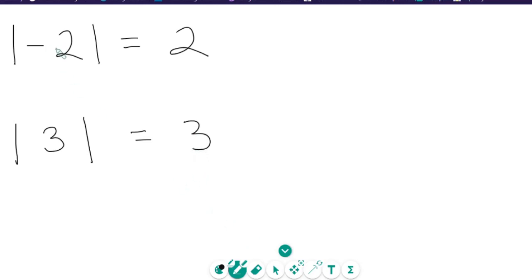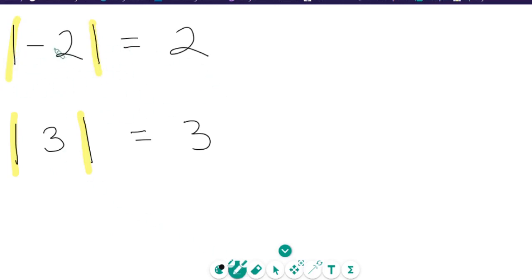So we have the absolute value of negative 2 equals 2, and the absolute value of 3 equals 3. What do you notice about these? I notice these two bars on the sides of negative 2 and 3. So what do these bars actually mean?